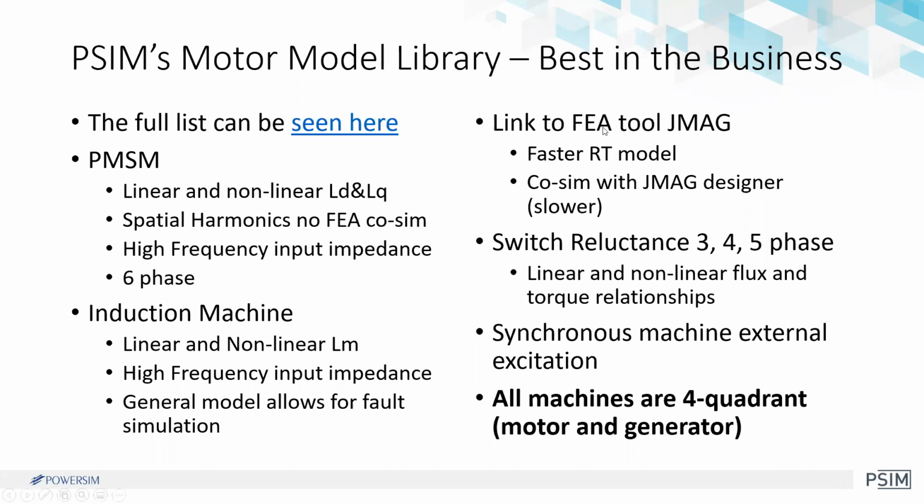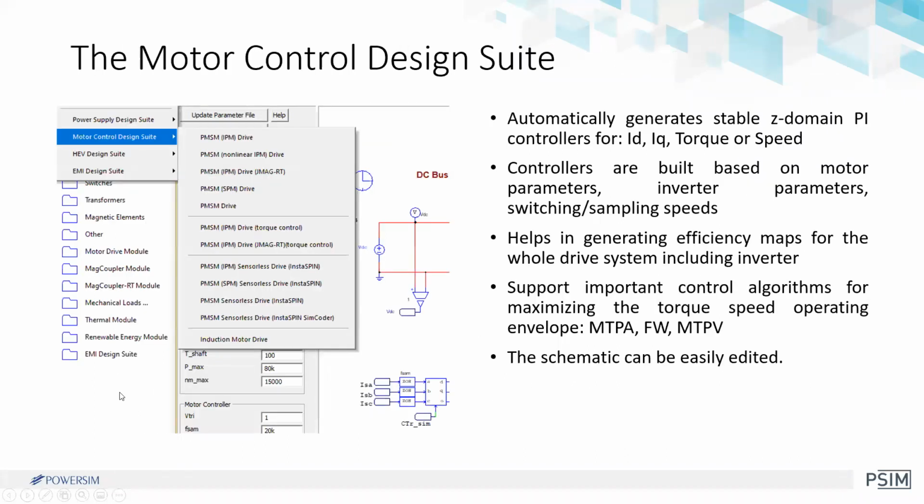And as you know, with the finite element analysis tool JMAG, we can have as much realism in modeling the motor. So it's a very handy tool, and I'll talk about it in detail a bit later. Then we also have switch reluctance machines, 3-phase, 4-phase, 5-phase, with linear and non-linear flux and torque relationships, and synchronous machines with external excitation. All these motors we have. You can have 4-quadrant operation, either motoring mode or generating mode. All are possible. So motor control design switch.